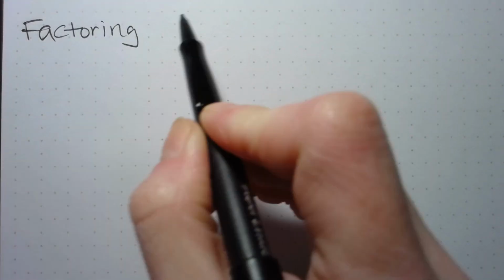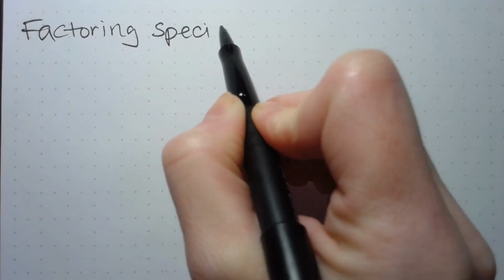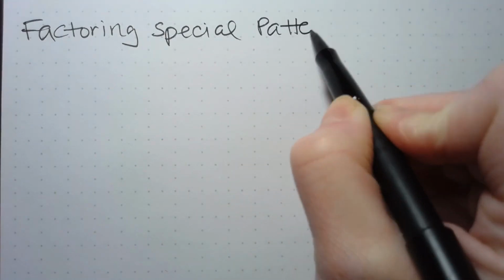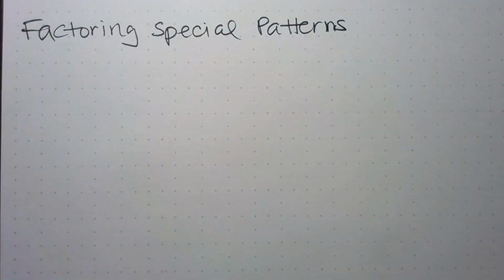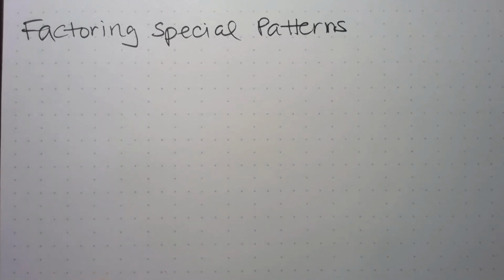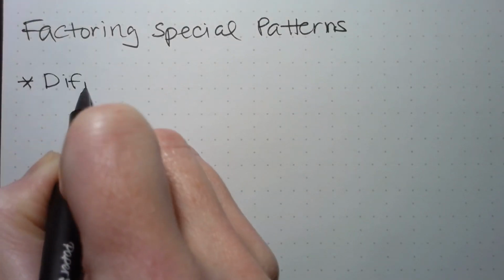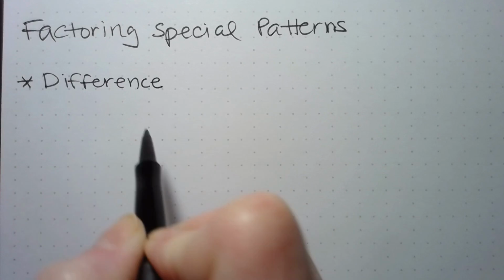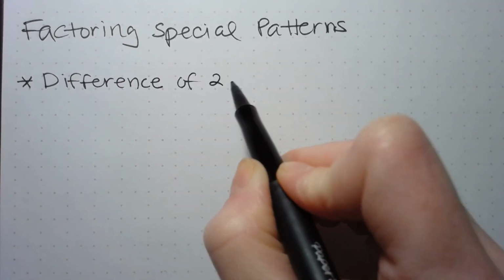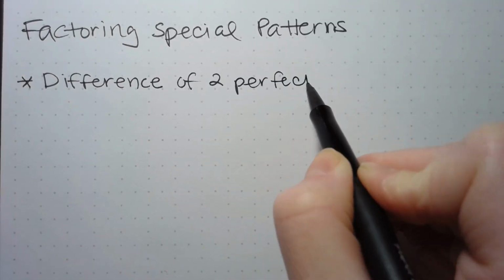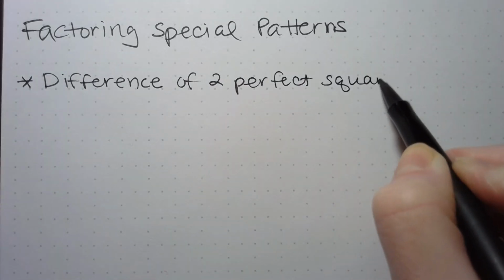Okay, so now we're going to practice factoring special patterns. Okay, so the first special pattern we're going to look at is the difference of two perfect squares.